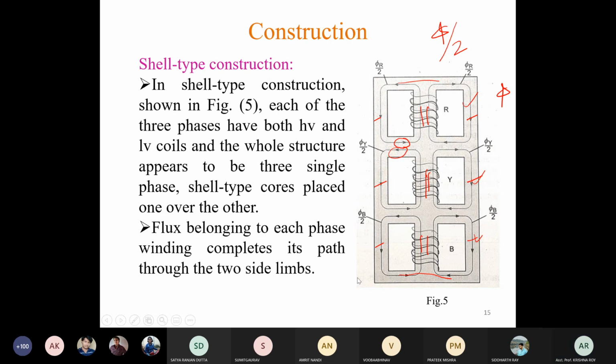Now another thing is that here the flux lines produced by each phase complete their path. Yes, tell me. Sir, can you please increase the size of your cursor so that we can easily follow you? No. Actually, see, only this section is carrying the total flux.